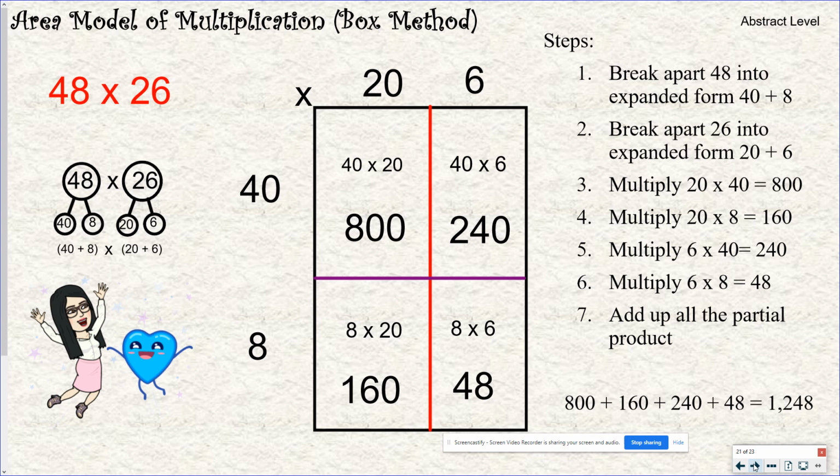Here is another example. This is the same method. I like to call it the box method because I'm not using the base 10 blocks. So I took 48 and multiplied it by 26. I decomposed 48 and 26. I placed them on my rows and columns, and I started to use the distributive property, which means you're just distributing the factors and multiplying them by the other factor.